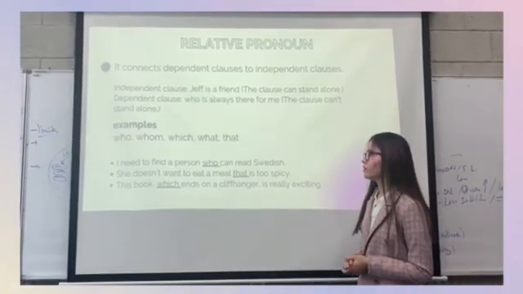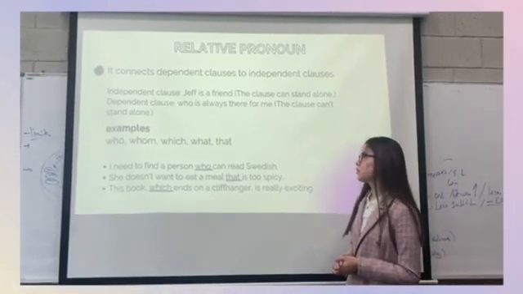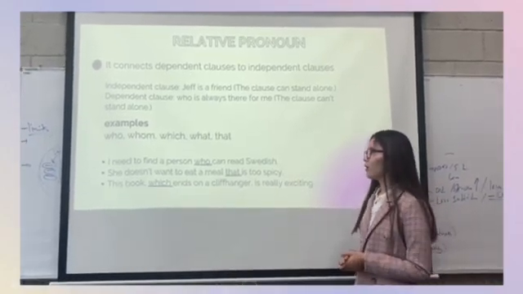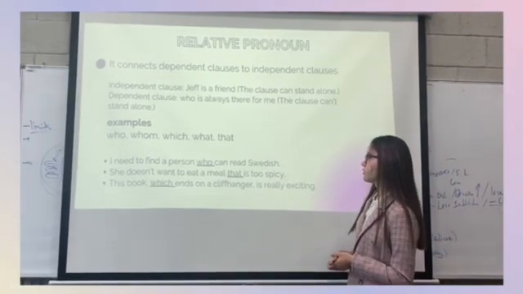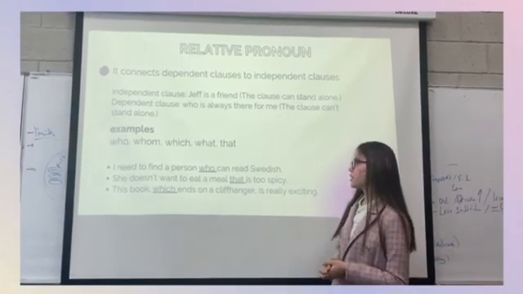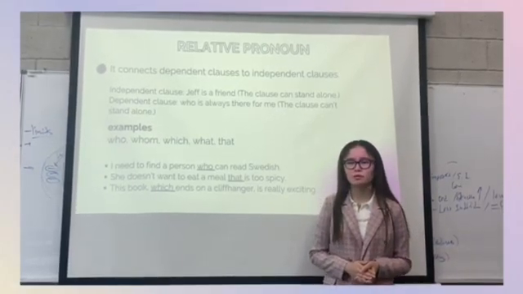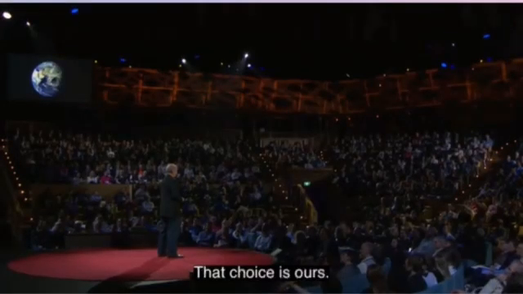Examples of sentences: I need to find a person who can read Swedish. Here, who is a relative pronoun. She doesn't want to eat a meal that's too spicy. And this Google chance on cliffhanger, which is really exciting. Here, which and that are relative pronouns. That choice is ours. Ours is a possessive pronoun.